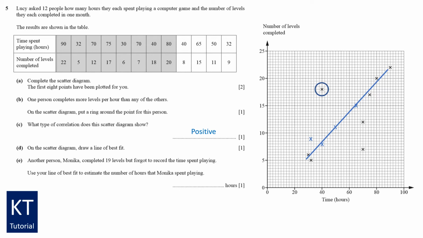Next, another person, Monica, completed 19 levels but forgot to record the time spent playing. Use your line of best fit to estimate the number of hours that Monica spends playing. This would be identification of the value of X on the plotted line for where its Y is 19.